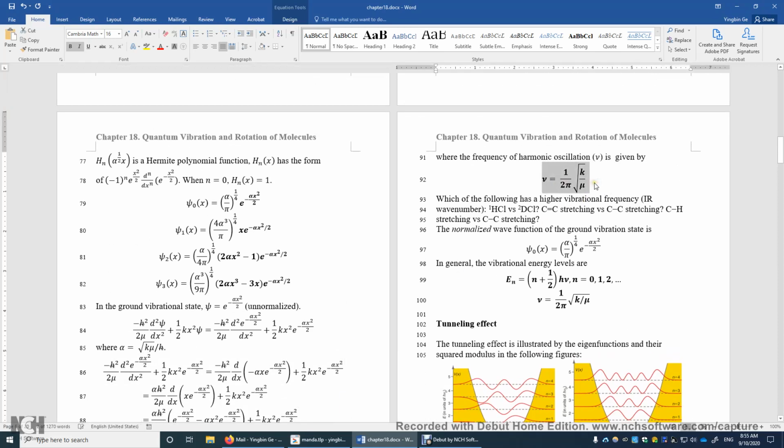Again, in classical mechanics, we learned the frequency of the harmonic oscillation is 1 over 2 pi times the square root of k over mu.